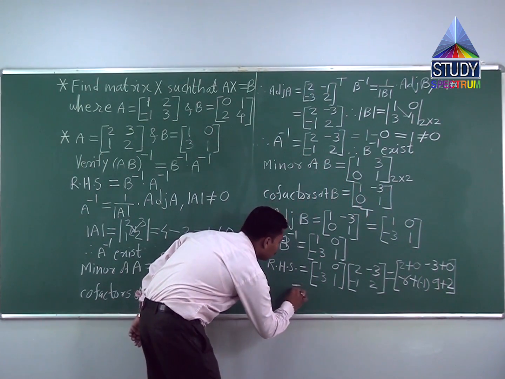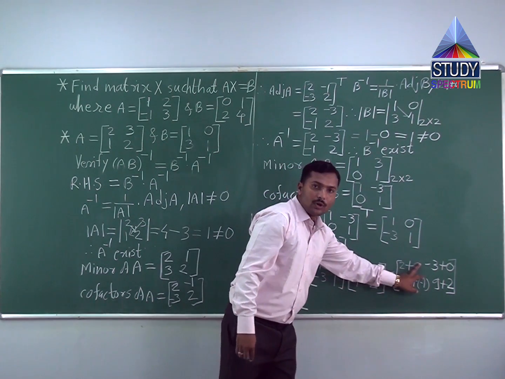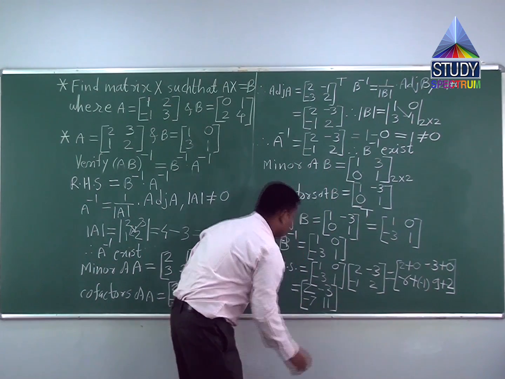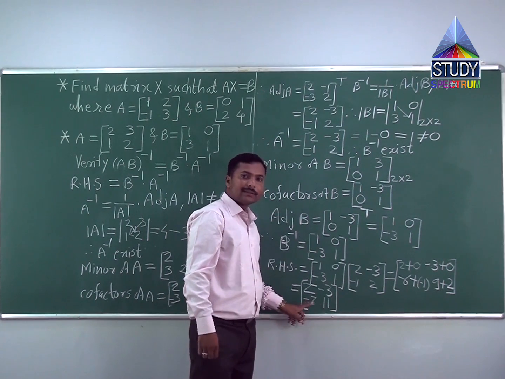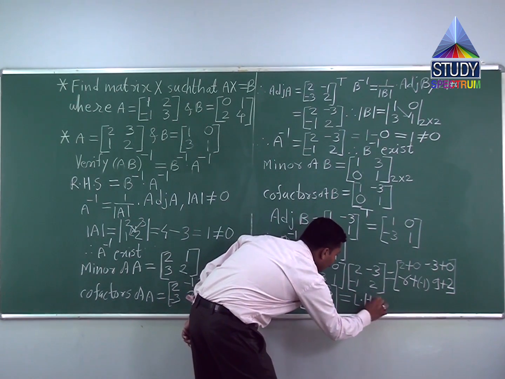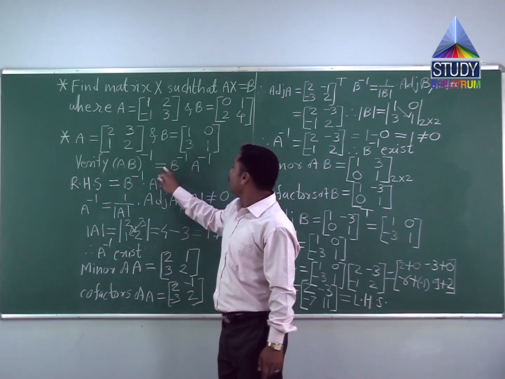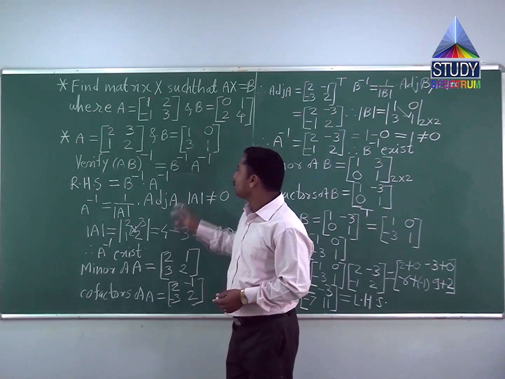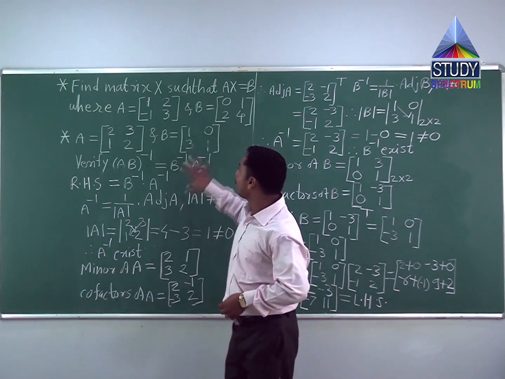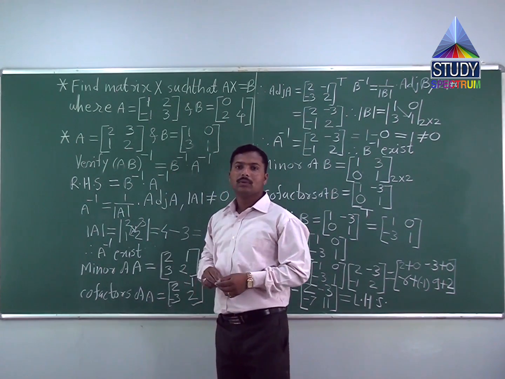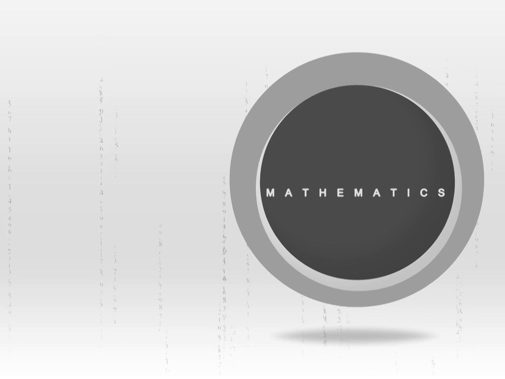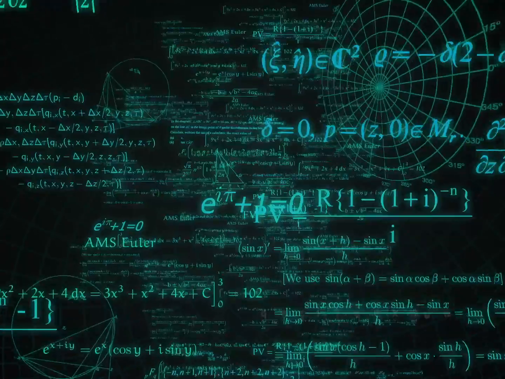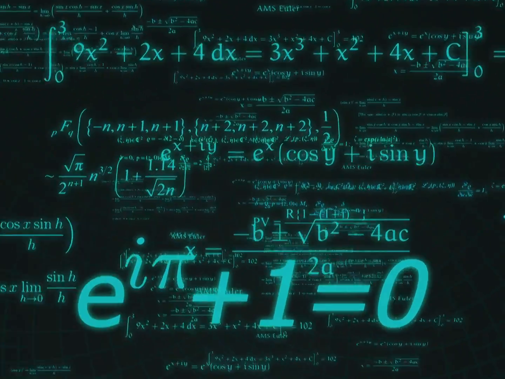So this is equal to 2 plus 0, 2; minus 3 plus 0, minus 3; minus 6 minus 1, minus 7; and 9 plus 2, 11. And this is equal to our LHS. Our LHS is also 2, minus 3, minus 7, 11. Therefore, (AB) inverse equals B inverse into A inverse is verified. So this is a true result. In this manner, we discussed this very interesting problem. We will also discuss more problems in our next session.